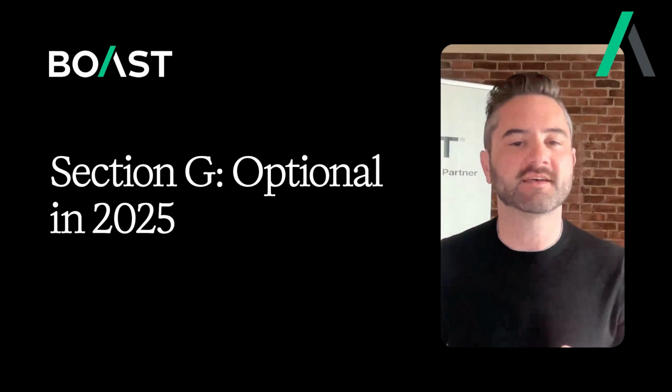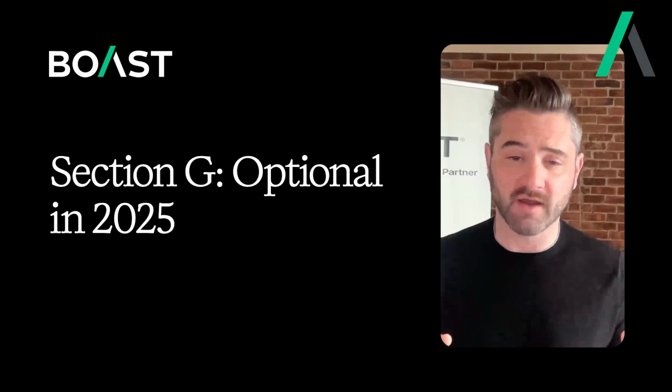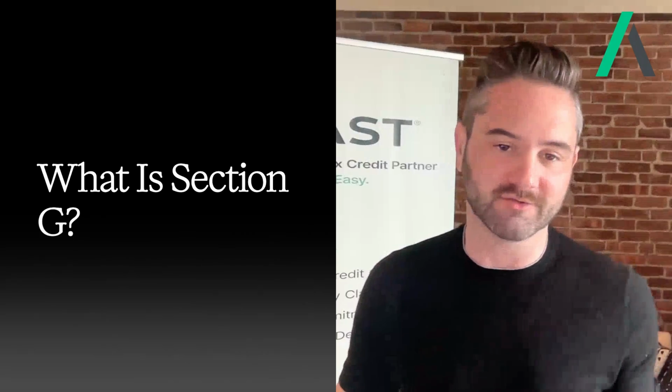Section G of Form 6765 is optional for 2025, but starting in 2026, it's mandatory for most companies. If you wait until then to prepare, you'll be scrambling. And here's what Section G actually requires. So, what is Section G?